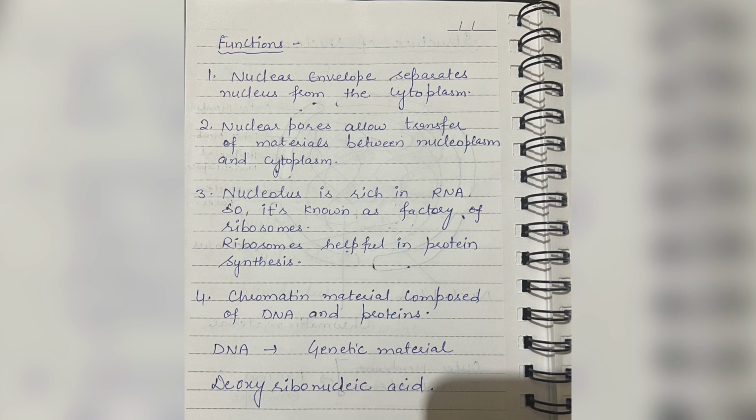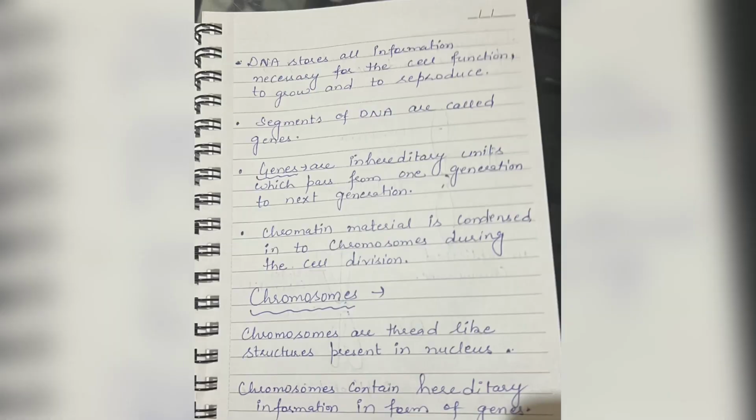The DNA segments are known as the genes. Genes are the hereditary units which pass the information, or which pass the proteins, from one generation to the next generation, that is from parents to the offspring. So we can say that the genes are the vehicles which transfer the information from one parent to the next generation, that is the offspring.